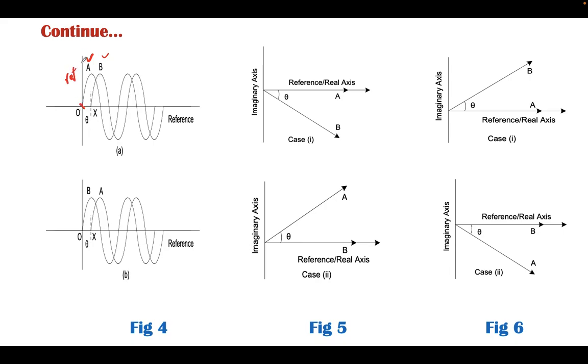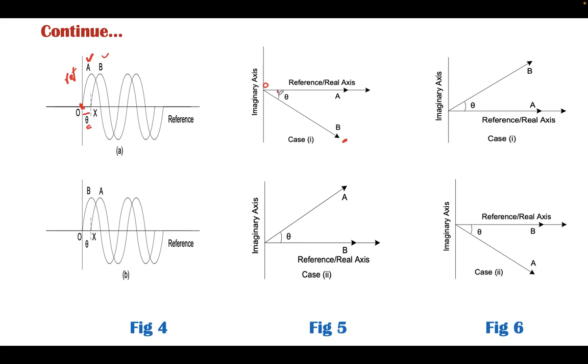This is the reference line, and B quantity starts after an angle of theta. In that way, this waveform can be represented using phasors, and the phasors here are OA and OB. One phasor is along the reference because it starts from the reference, whereas the other phasor is at an angle of theta because it starts after an angle theta with respect to the reference.